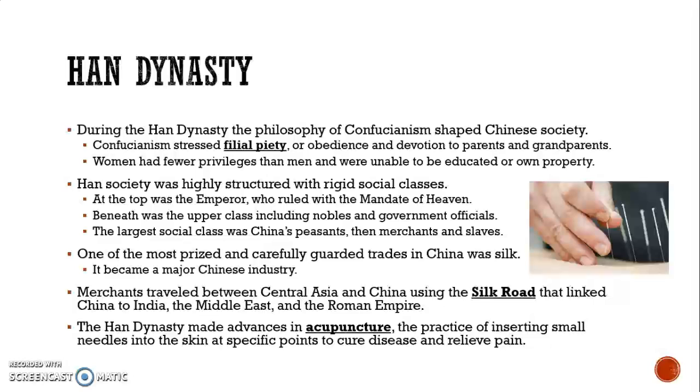Also, under the Han Dynasty, they stressed filial piety, or obedience and devotion to parents and grandparents. Women didn't have very many privileges. Under the Han Dynasty, there were also a lot of rigid social classes. At the top was the emperor, then the nobles, and then the peasants. And one of the most prized and carefully guarded trades was silk. It became China's biggest industry.